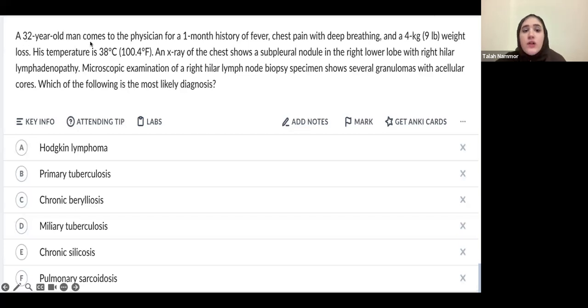A 32-year-old man comes to the physician for a 1-month history of fever, chest pain, and deep breathing. Okay? He has weight loss, his temperature is high. X-ray will show subpleural nodule in the right lower lobe with right hilar lymphadenopathy. When we did microscopic examination, we saw a bunch of granulomas with acellular cores. So what do you guys think this is?